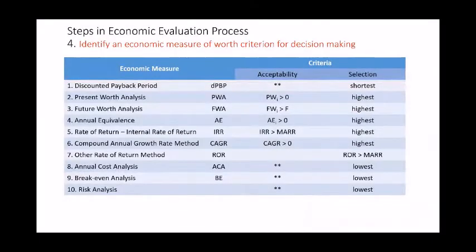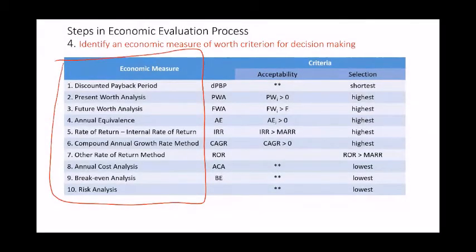Okay, number 4. Identify an economic measure of worth criterion for decision making. So how are we going to decide later on whether we accept the project or reject the project, or which project we are going to select? So we should indicate our criteria. And these are our economic measure, or we call this as our criteria. Okay, we have 10 actually. And these are the economic measure, and here's the criteria.